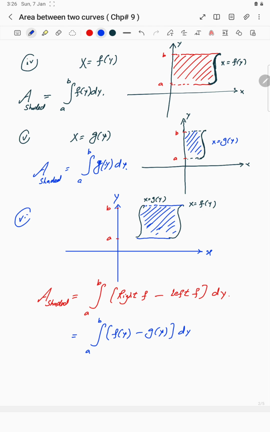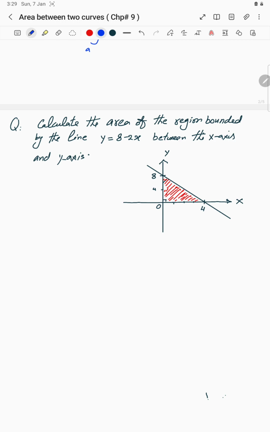Now we use these rules to solve a particular question. Okay guys, we are going to solve a particular question based on the area between the curve or line. Calculate the area of the region bounded by the line y equal to 8 minus 2x between the x-axis and the y-axis. As you can see in this figure, we have a right angle triangle, so we can apply the basic rule of a right angle triangle to find the area. That I can say is method one.